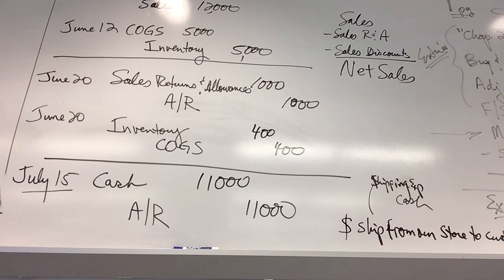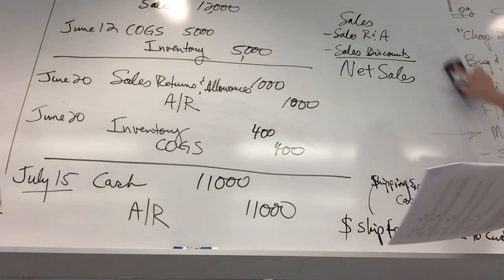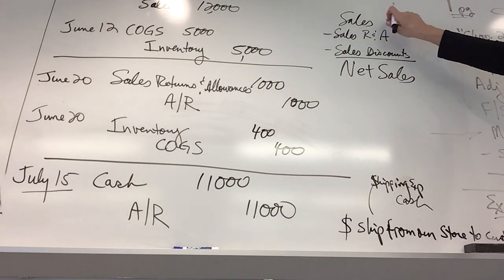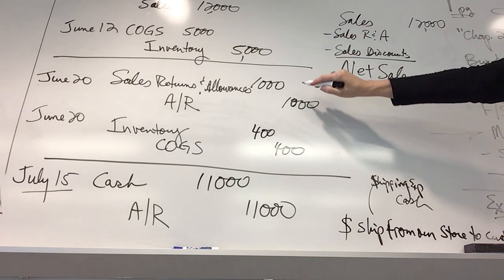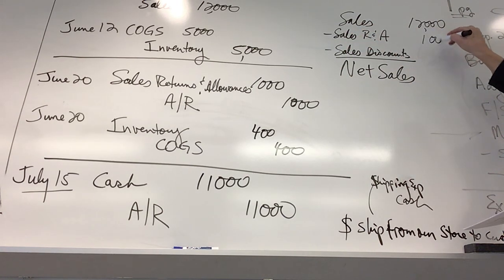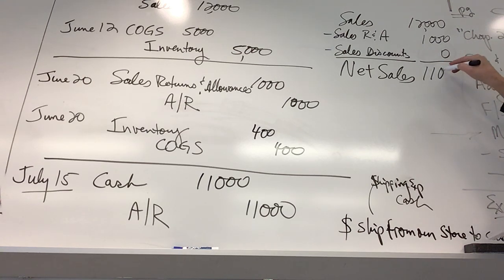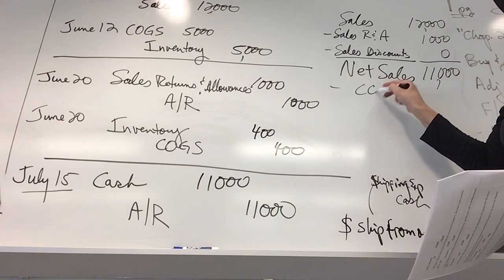All right. So remember, now we could look at this company and we could say, what is the gross profit here? Okay. So the sales are $12,000. We had $1,000 of returns and allowances. We didn't do discounts here. So our net sales are $11,000. Then we have to subtract our cost of goods sold.